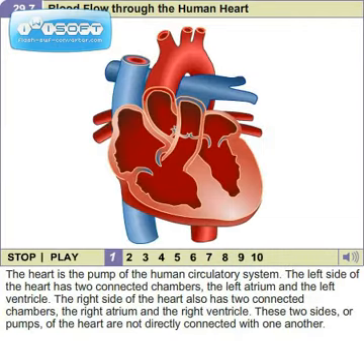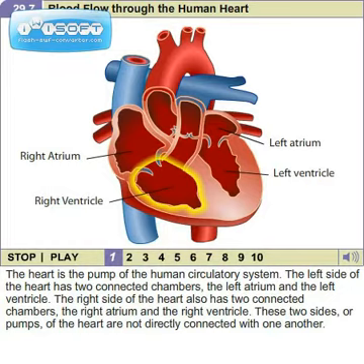The heart is the pump of the human circulatory system. The left side of the heart has two connected chambers, the left atrium and the left ventricle. The right side of the heart also has two connected chambers, the right atrium and the right ventricle. These two sides, or pumps, of the heart are not directly connected with one another.